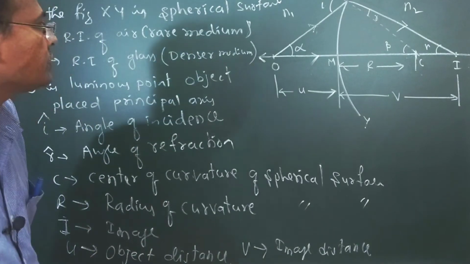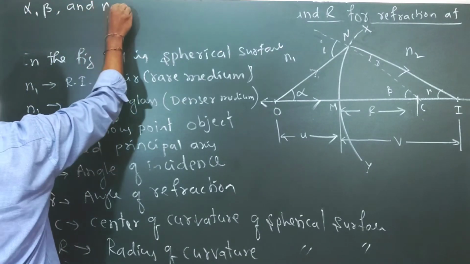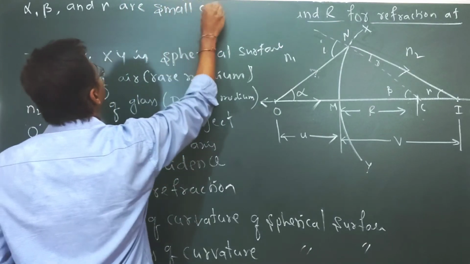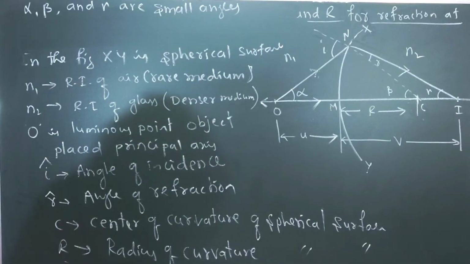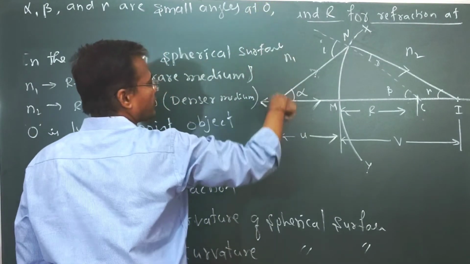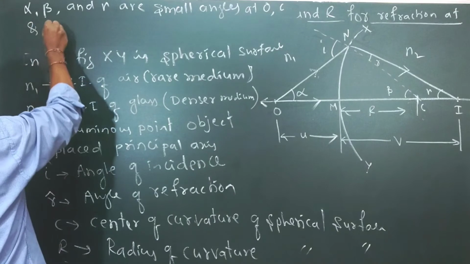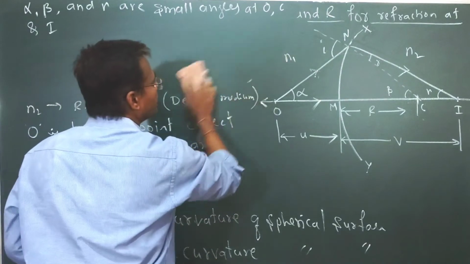For that we are going to see that alpha, beta and gamma are small angles. Alpha, beta and gamma are called the small angles. Alpha is at O, beta is at C, and gamma is at I. So O, C, M, I.